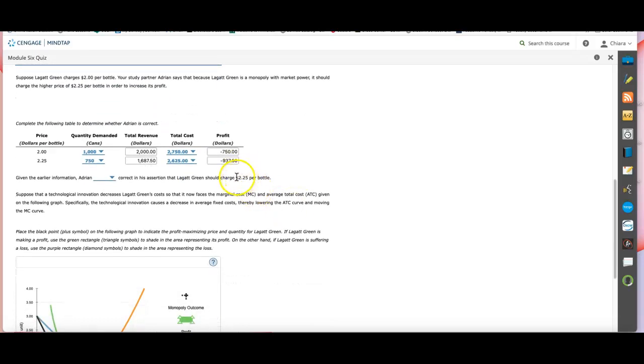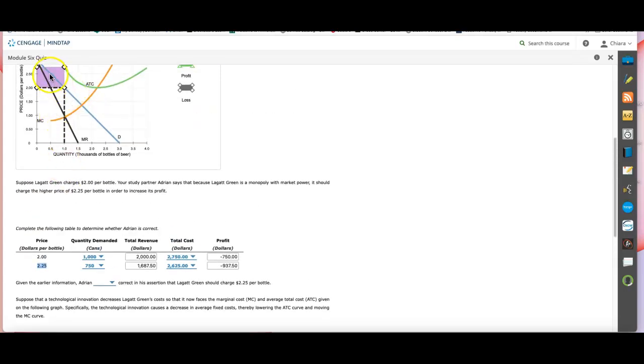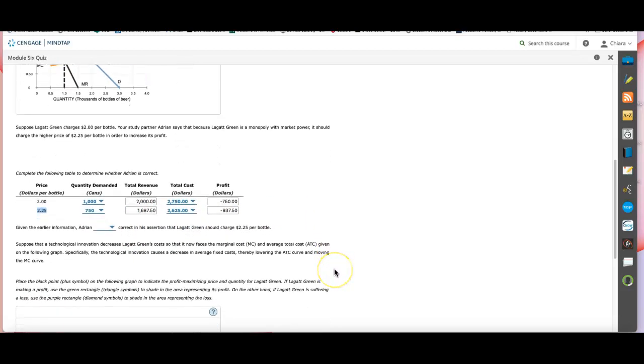So it is not true that the beer producer can charge a higher price because they're monopolists. They cannot charge any price. They always are limited to that demand curve. So if they charge a higher price, the quantity will decrease in such a manner that their profit will decrease. So in this case, it will not increase total revenue to increase the price. Given the earlier information, Adrian is not correct in the assertion that Legat Green should charge $2.25 per bottle, because we've just seen at $2.25 there's a bigger loss.